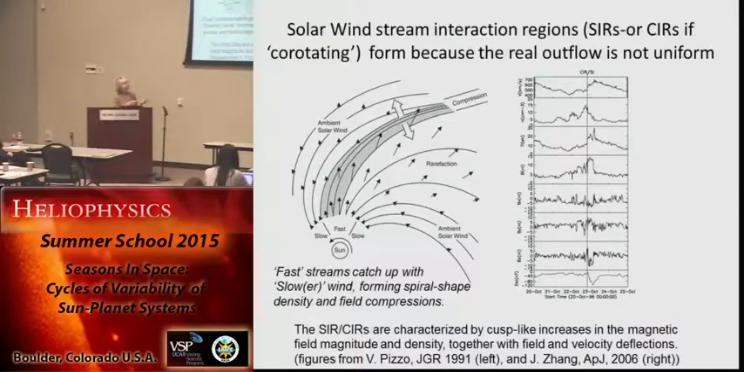You have these compressions going on because the outflows are not a uniform velocity, and these make pileup regions that are generally cusp-like in shape.